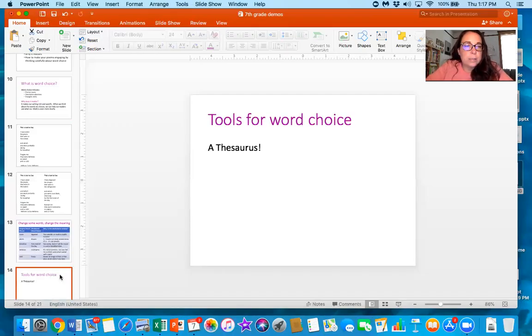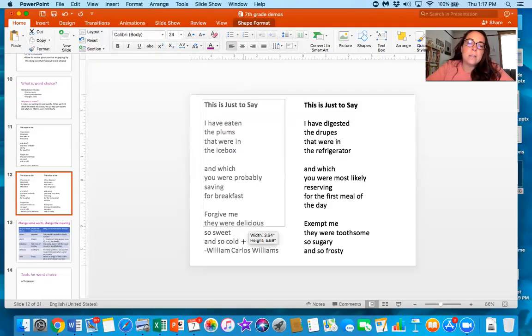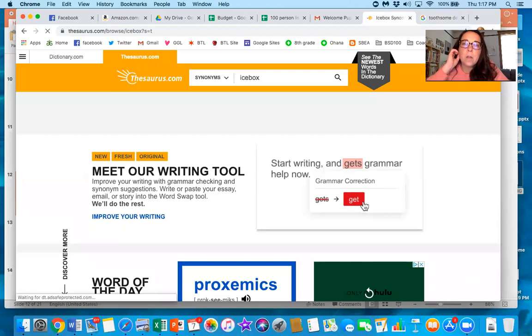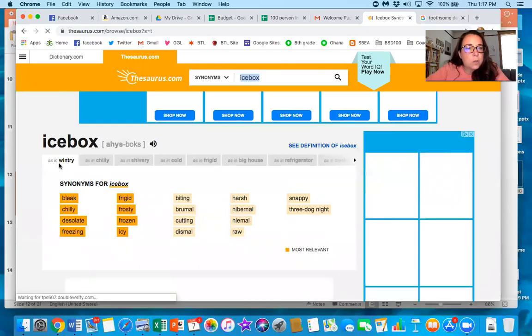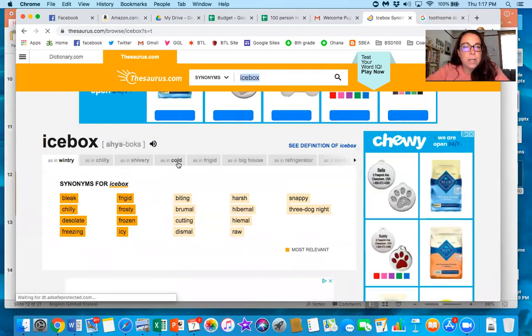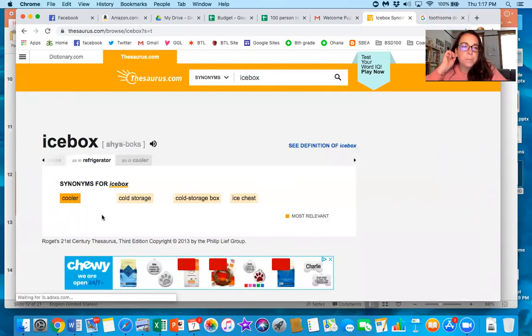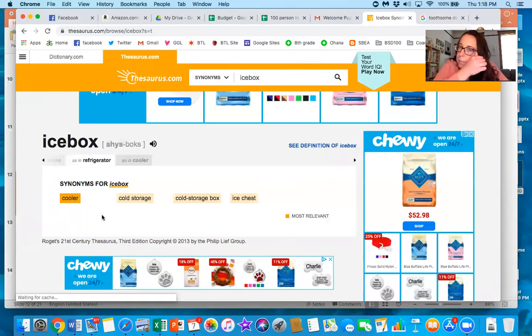So what I wanted to show you is another word in here that I didn't go over, which is icebox. I have eaten the plums that were in the icebox. I was wondering, why did he say icebox and not refrigerator? So the tool that I want to teach you is thesaurus.com, and I'm going to put in icebox. And we're going to look here for synonyms or other words that mean the same. Now, you see up here, there's a bunch of tabs across the top. So do you mean wintry, chilly, shivery, cold, frigid, big house, as in refrigerator? So you can see here, for icebox, we could use the word refrigerator, cooler, cold storage box, and ice chest.